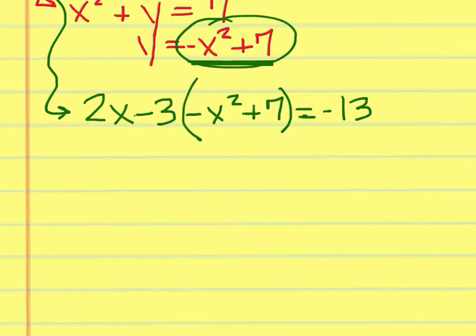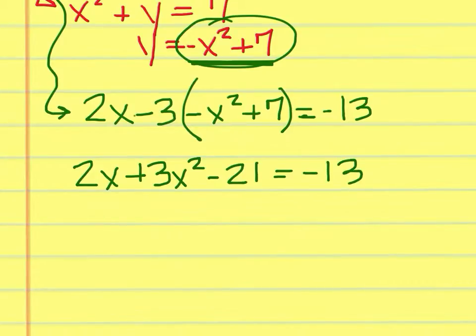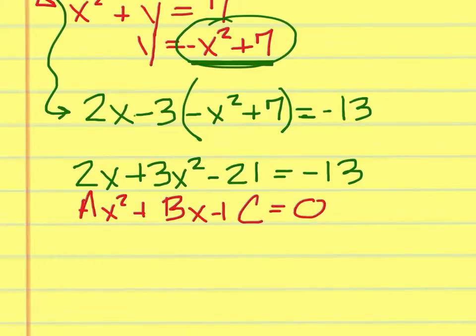Get rid of the parentheses. You're distributing through by a minus 3. So minus 3 times a negative x squared is plus 3x squared. And then minus 3 times 7 would be minus 21. And you still have the negative 13. Don't forget you have to put this in the form ax squared plus bx plus c equals 0.